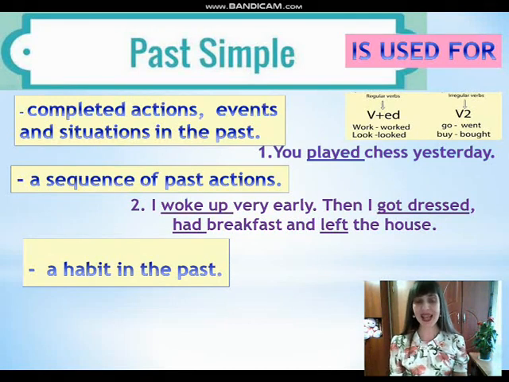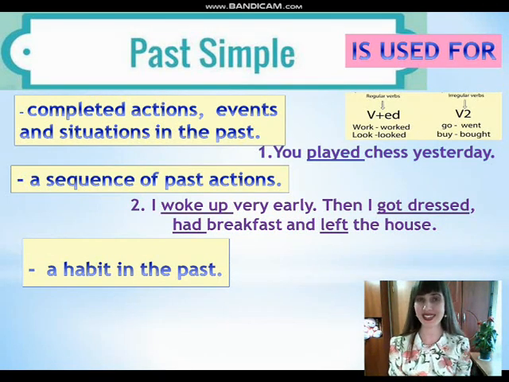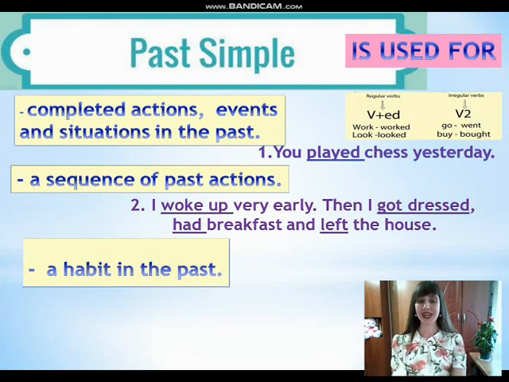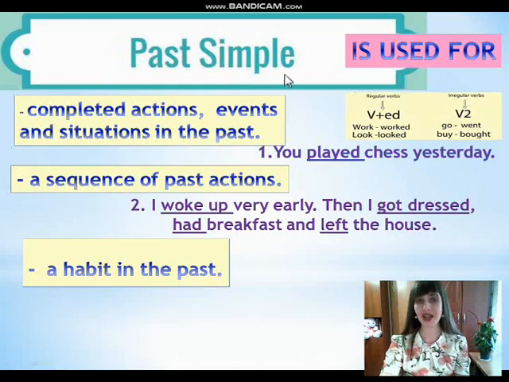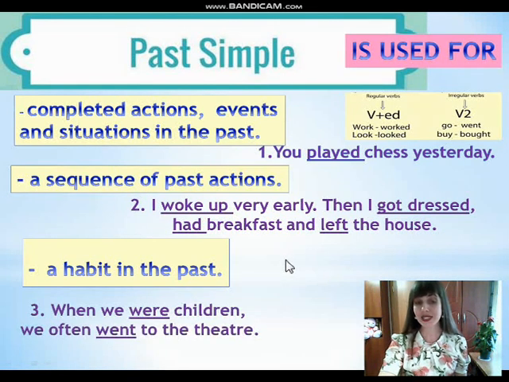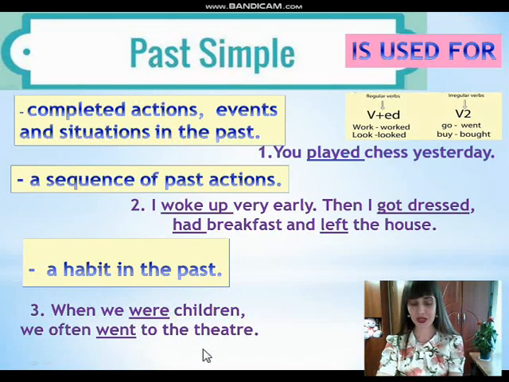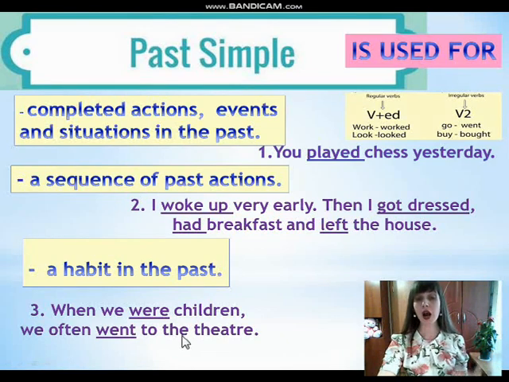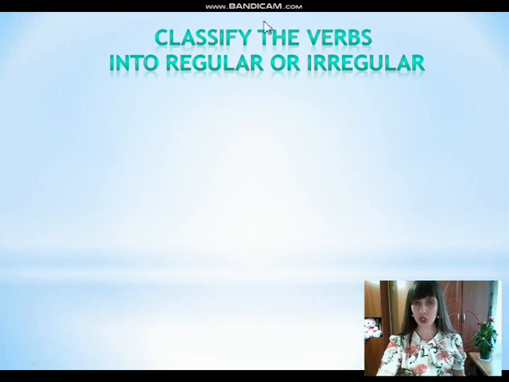So when you talk about regular actions in the past, we also should use the past simple tense. For example, when we were children, we often went to the theater. So these are the habits that we had in the past. We did this in the past. Okay? So our next step in our investigation is that we should classify the verbs into regular or irregular.